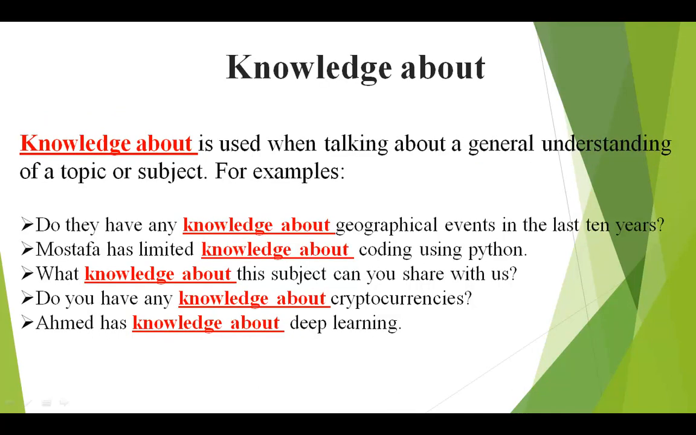Last one, knowledge about. Knowledge about is used when talking about a general understanding of a topic or subject. For example, do they have any knowledge about geographical events in the last 10 years? Mustafa has limited knowledge about coding using Python.